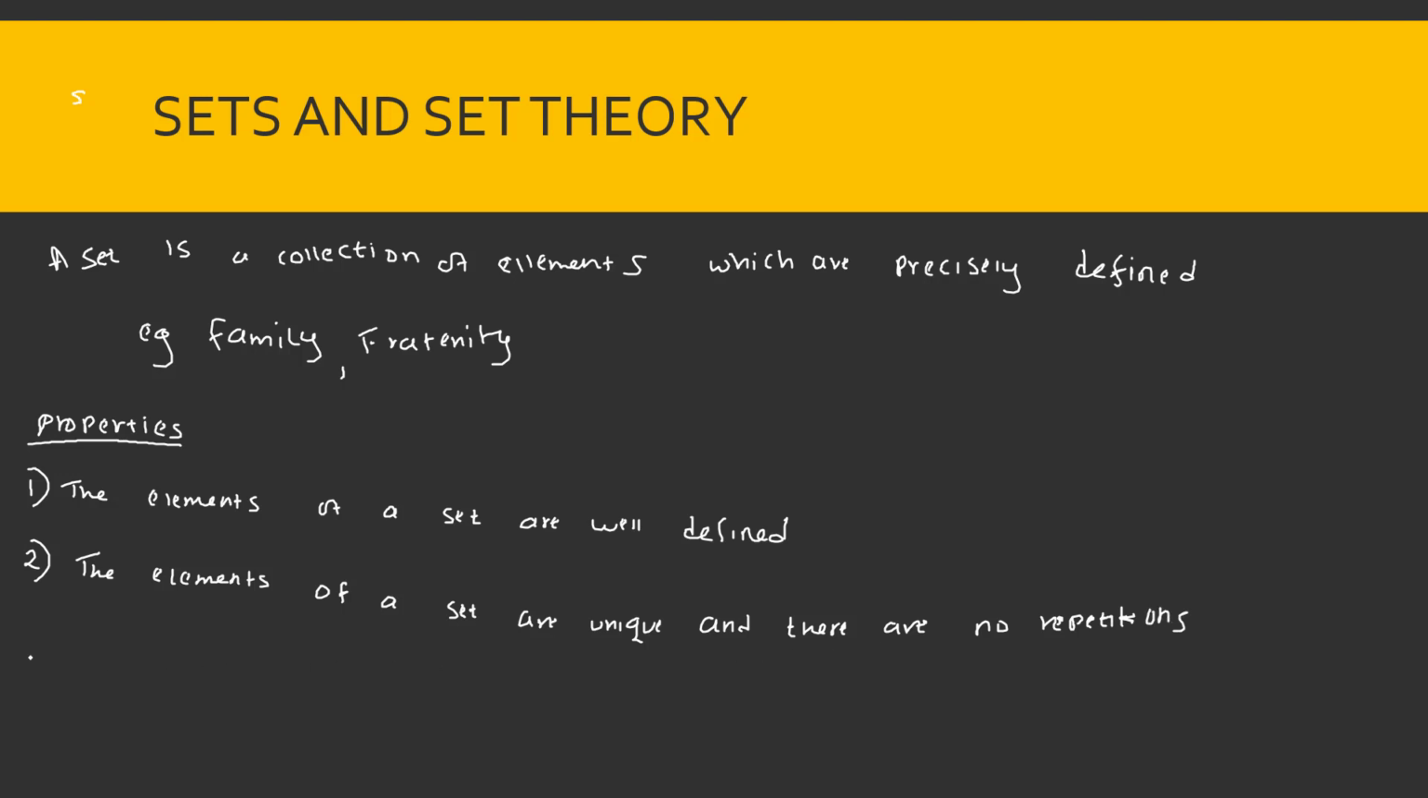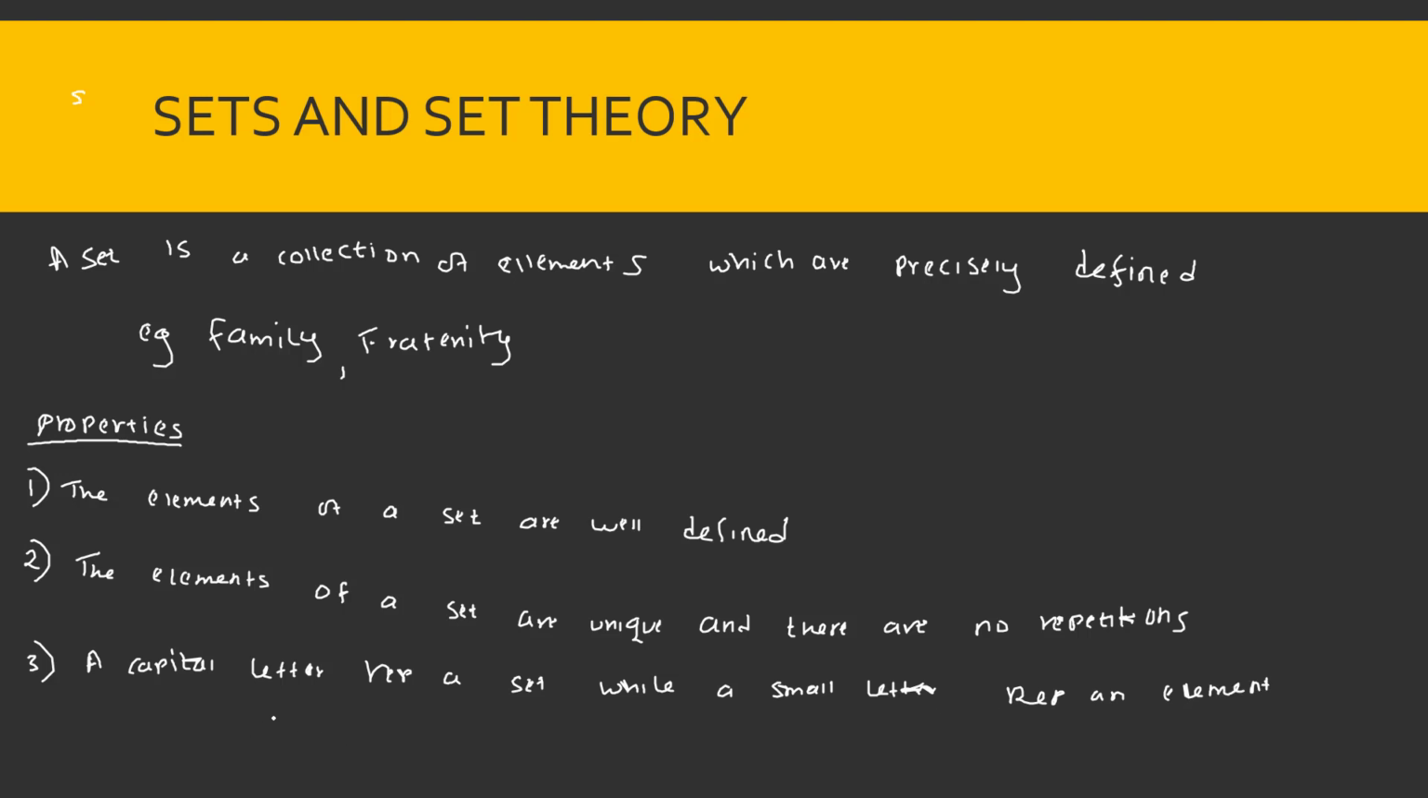Number three, the second last one is that a capital letter represents a set, while a small letter represents an element.